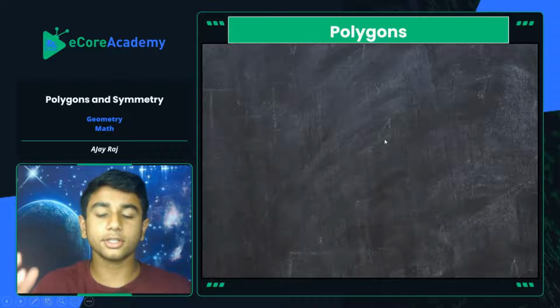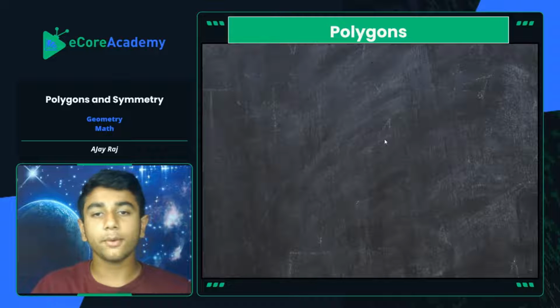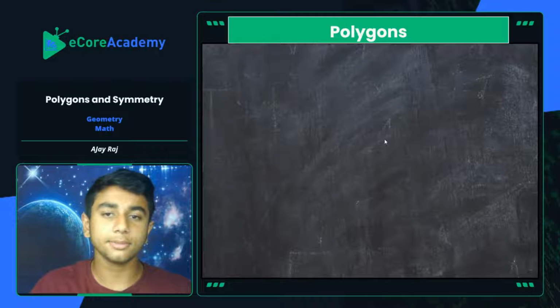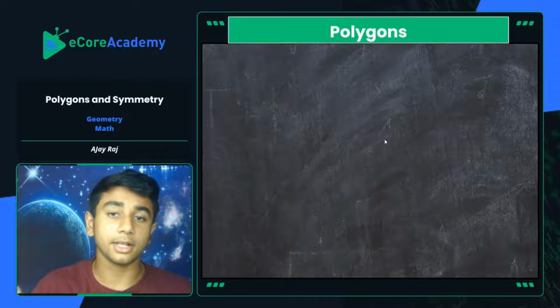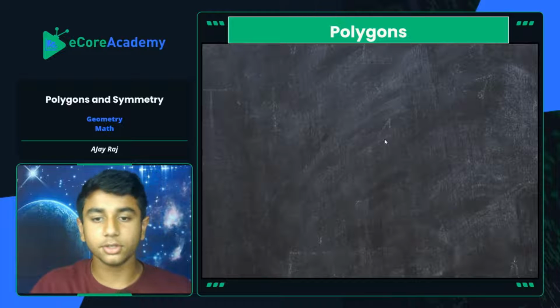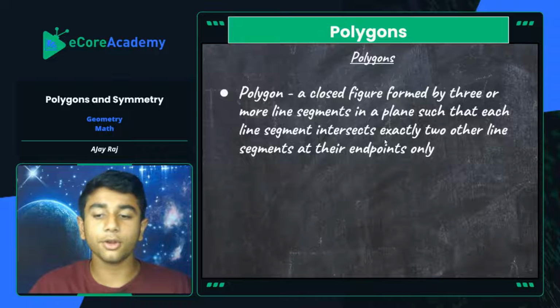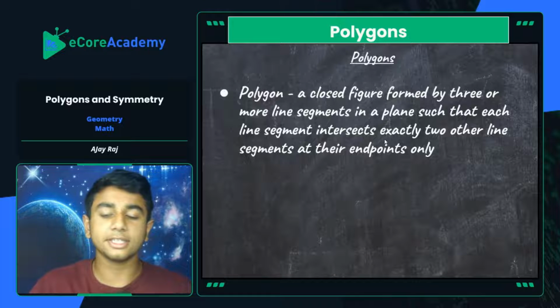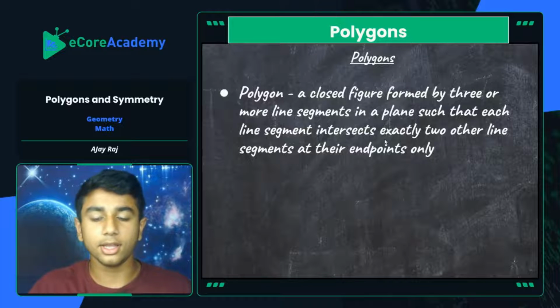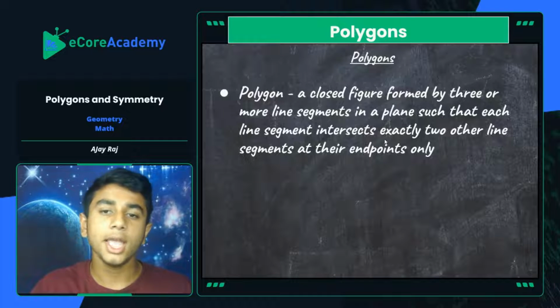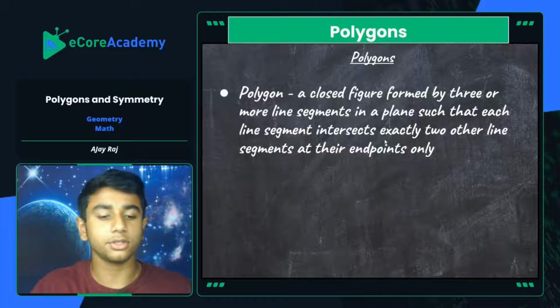So our first slide here is going to be about polygons. We're going to just review what polygons are before we start getting into higher level concepts and higher level types and classifications of polygons. So let's start off with a basic definition of polygons. A polygon is a closed figure formed by 3 or more line segments in a plane, such that each line segment intersects exactly 2 other line segments at their endpoints only. I know that's a bit of a wordy definition, but it has a very simple reference source to it.